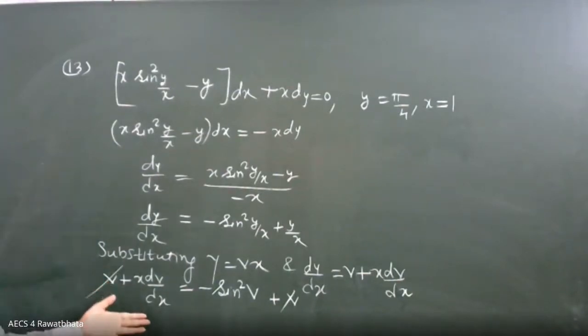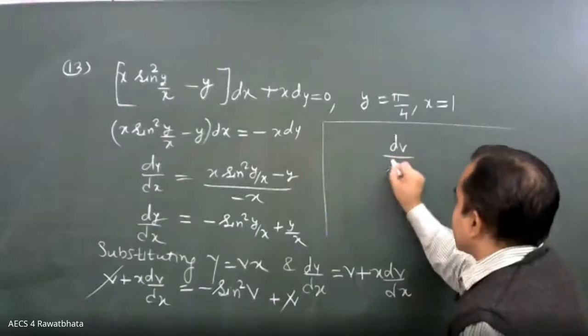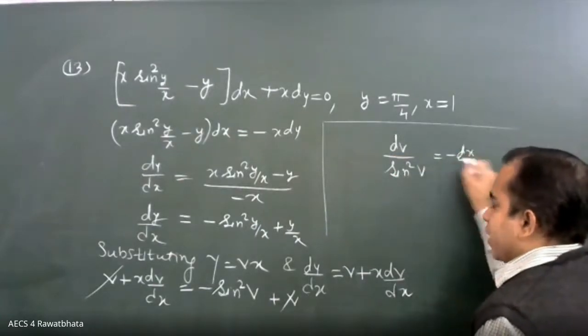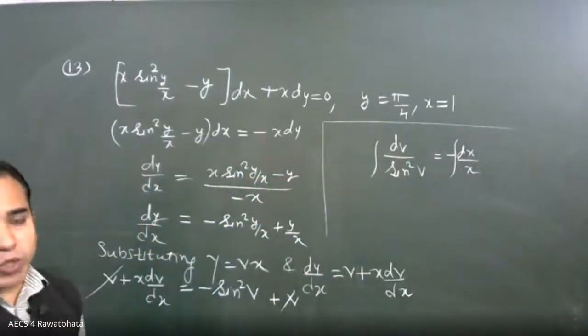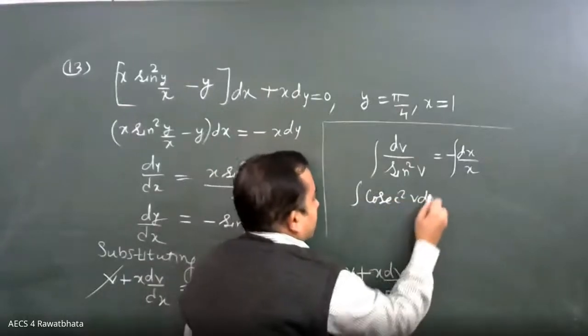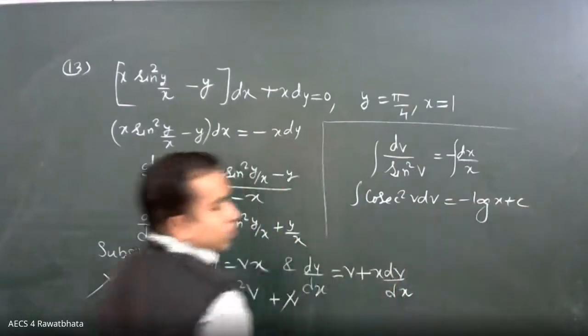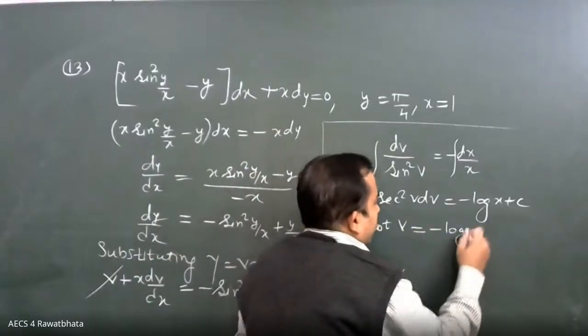And in the remaining terms, it is very easy to separate the variables. So let us separate the variables. Dv upon sine square V equal to minus dx upon x. So easy to solve. 1 upon sine square V, how to integrate, students? Cosec square V. Correct? Cosec square V dV. Then integral cosec square V is how much? Minus cot. Yes, minus cot V. And that's it. We have integrated.